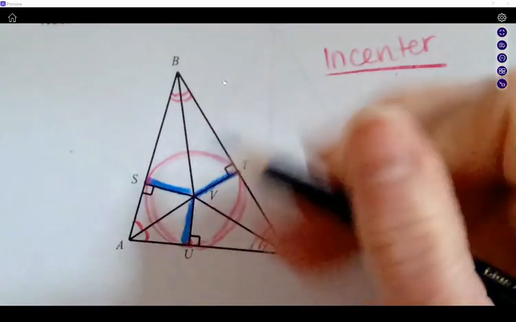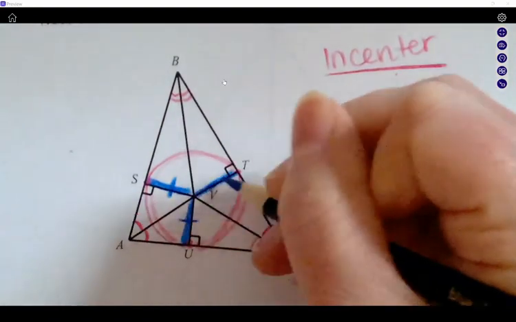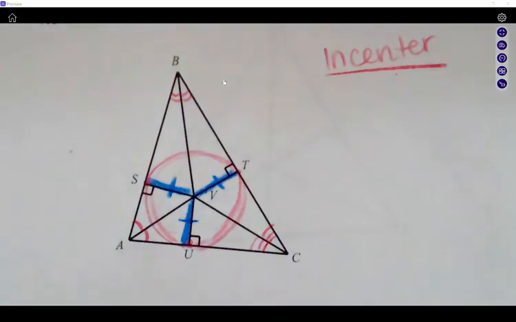So the thing is you've got to be able to pull on, what's the difference between an incenter and a circumcenter? Incenter, the circle is inside of the triangle. A circumcenter, the circle is around or circumscribed about the triangle.